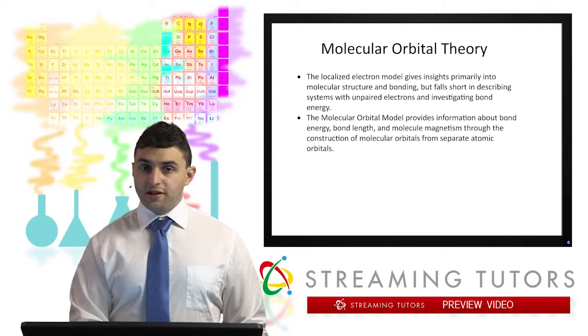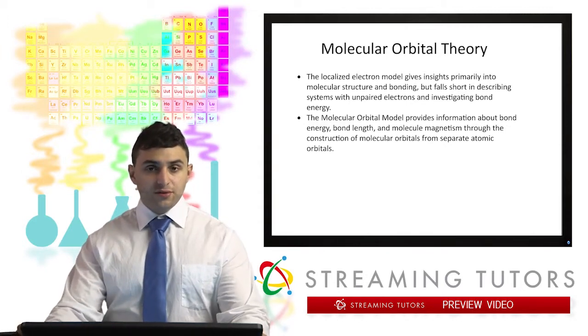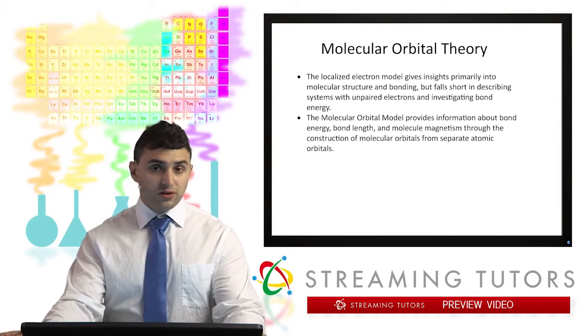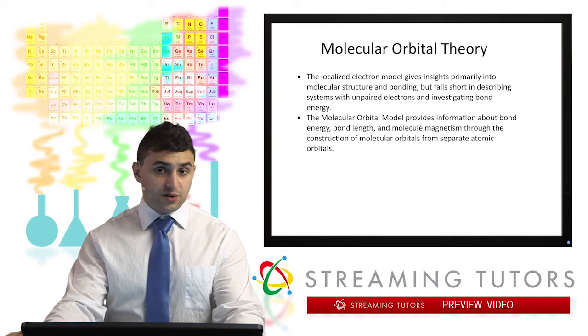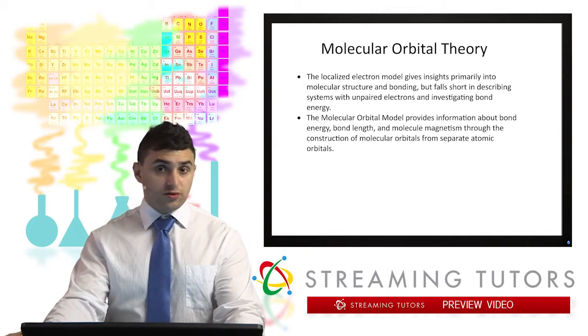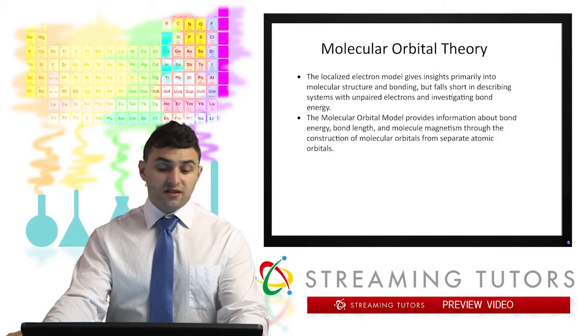For now, we're going to change gears and go into molecular orbital theory. So as I said previously, with Lewis structures we've been talking about just a localized electron model. That means we're assigning electrons to atoms. We're looking at whether they're bonding electron pairs or lone pair electrons. But it falls short in describing systems with unpaired electrons.